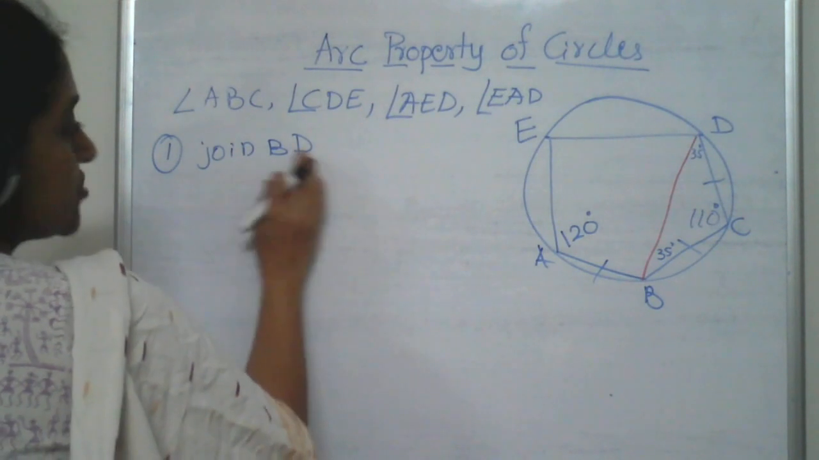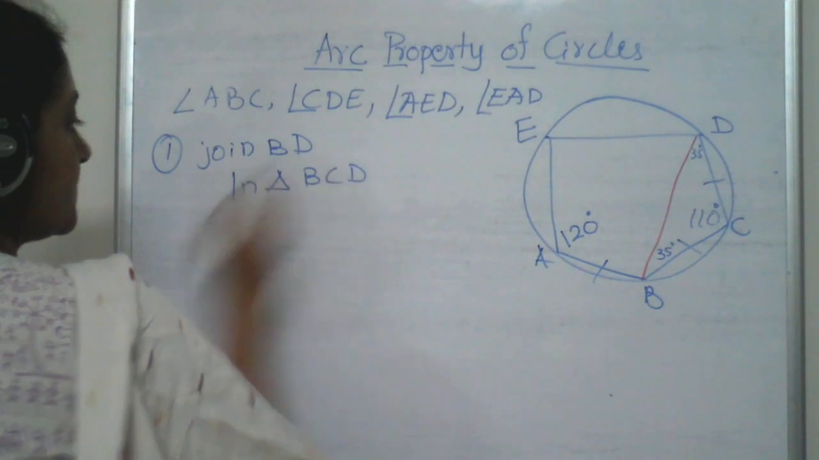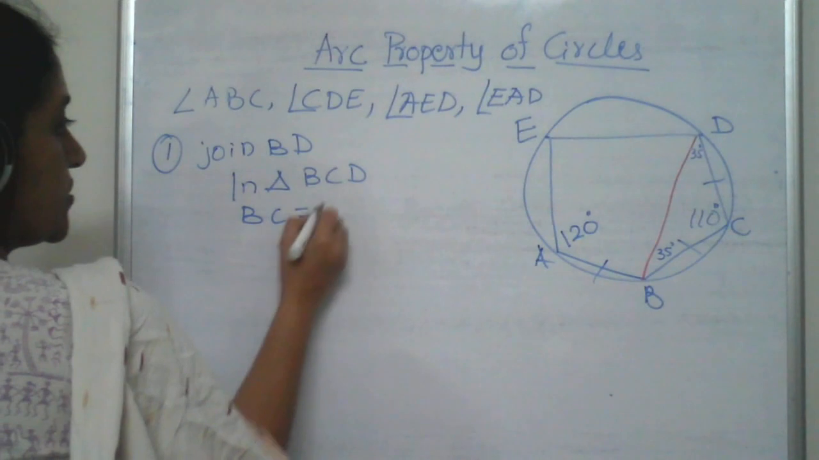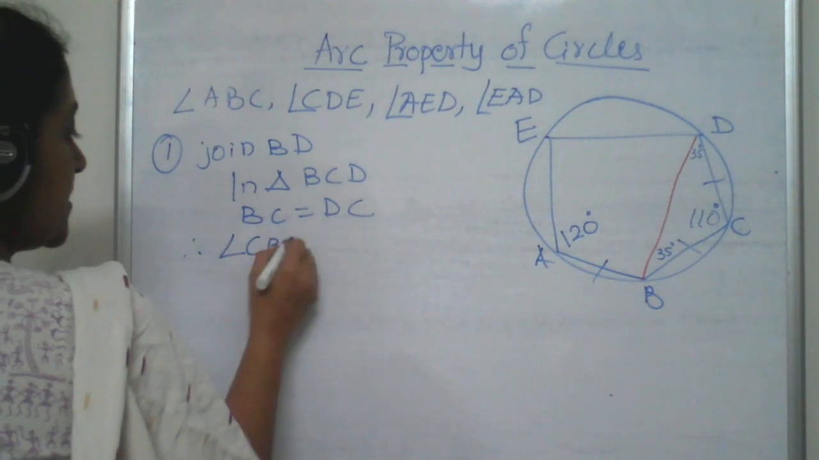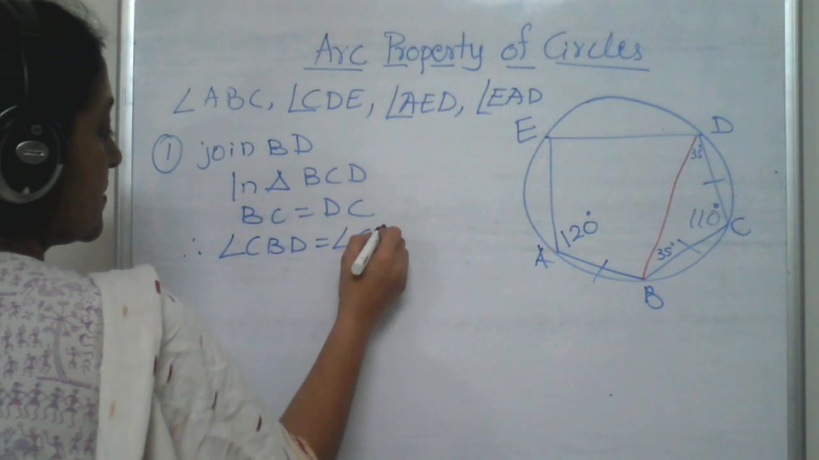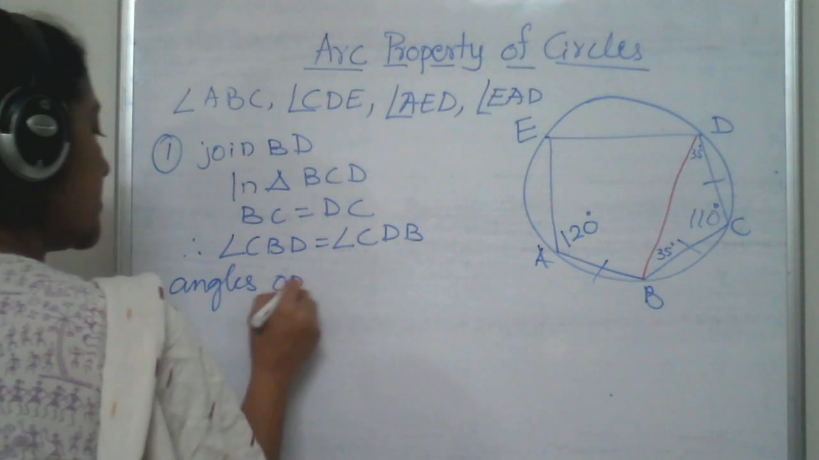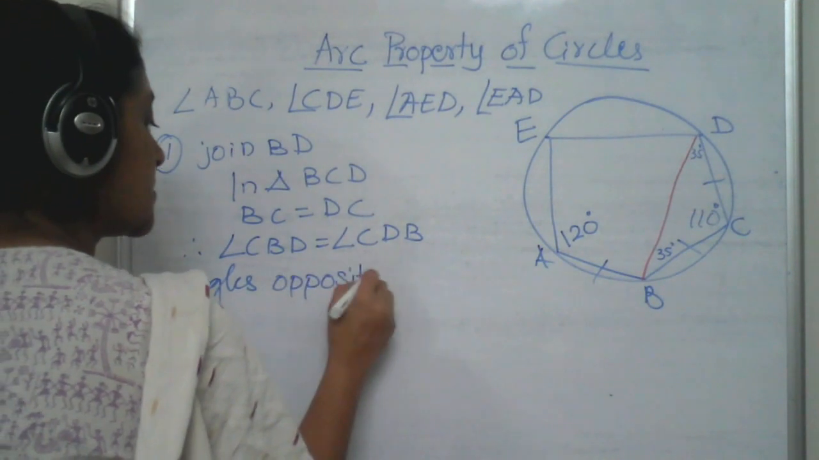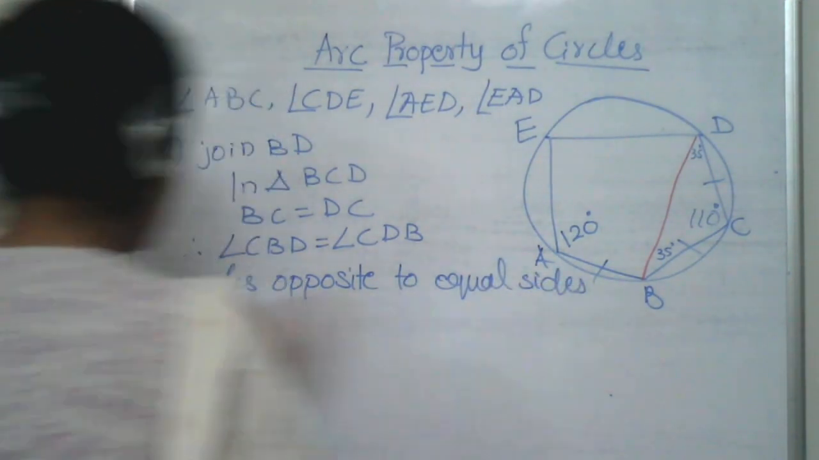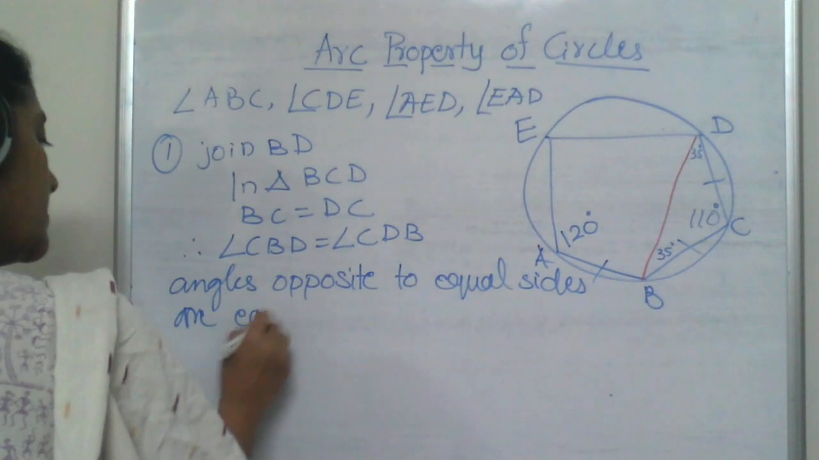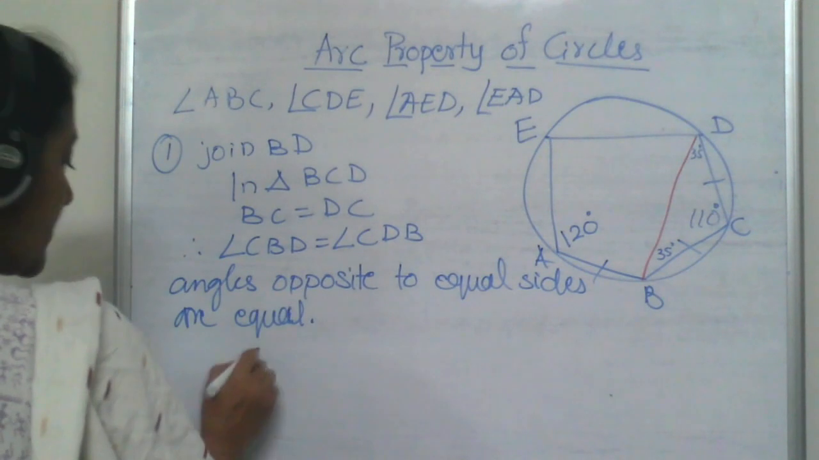So join BD. Then what happens in triangle BCD, BC is equal to DC. Therefore angle CBD is equal to CDB. Angles opposite to equal sides are equal. Therefore what will happen here?